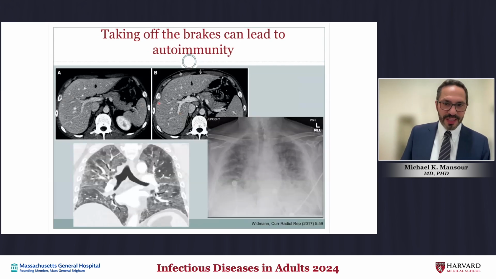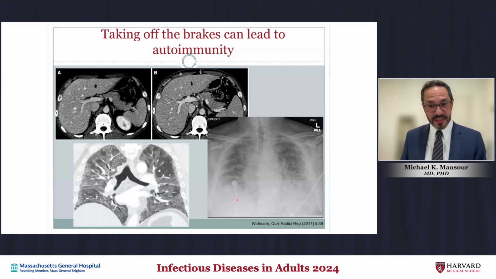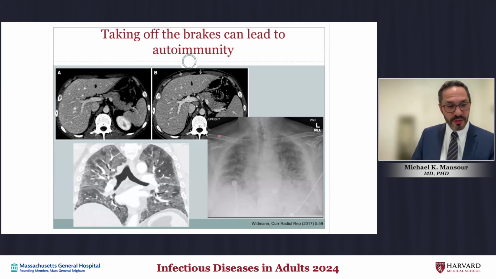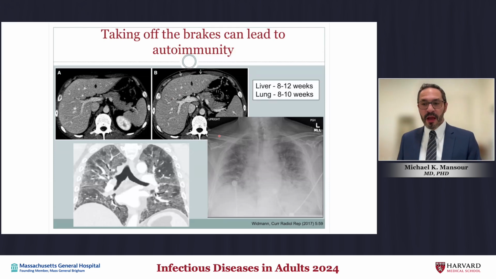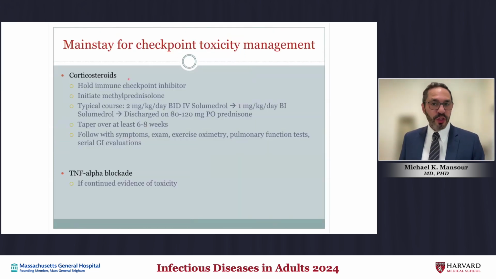And so these are examples where people have noted hepatitis, pneumonitis. This can progress to ARDS-level, life-threatening complications where people have been admitted to the intensive care unit. And so how do you prevent this from happening, or how do you manage this when it does tend to occur? The mainstay are corticosteroids.